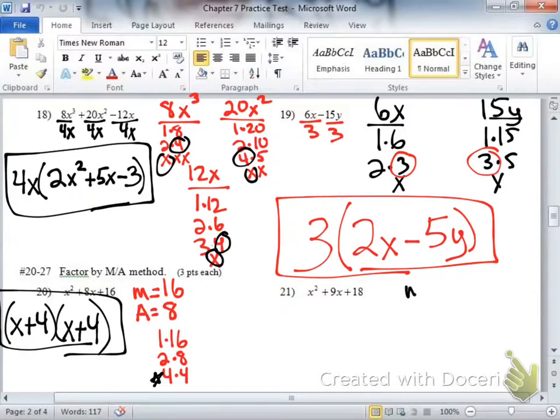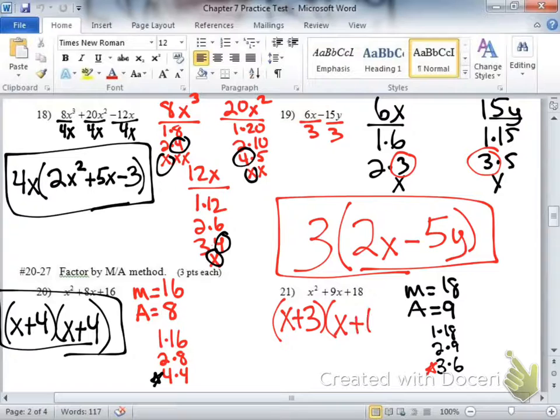Same thing on number 21. Our multiply number is 18. Our add number is 9. The 18 is positive, so the signs of our factors need to be the same. They both need to, in this case, be positive because they're adding to a positive. So I have 1 and 18, 2 and 9, and 3 and 6. Which one of those combinations adds to a positive 9? 3 and 6. Good. So I have x plus 3 and I have x plus 6.